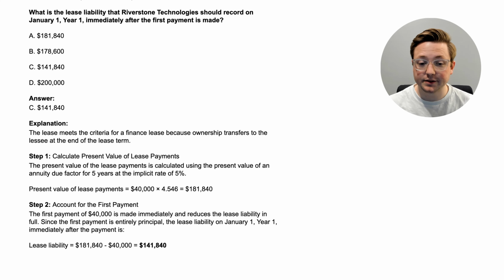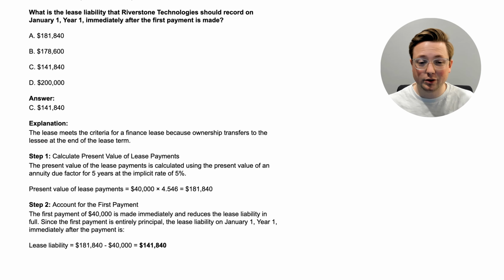Step 1, calculate the present value of the lease payments. We did this in the first question, so let's do it again. The present value of the lease payments is calculated using the present value of an annuity due factor for 5 years, because that's the life of the lease, at the implicit rate of 5%. And again, we use that because as long as it's known and as long as it's lower than the incremental borrowing rate. So $40,000 multiplied by 4.546, which was that present value factor up above, is $181,840.